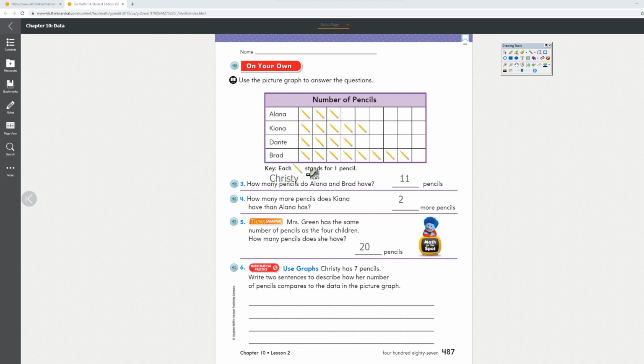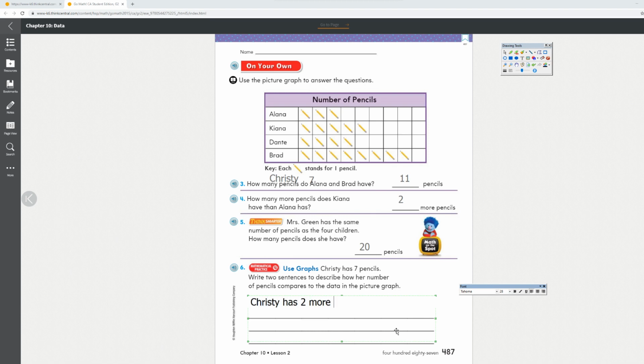And her total amount was 7 pencils. So you would have probably drawn 7 pencils here, or written the number 7 next to her name. So writing 2 sentences, how can we describe her number of pencils compared to the data in the picture graph? So here's an example of something you could have written.